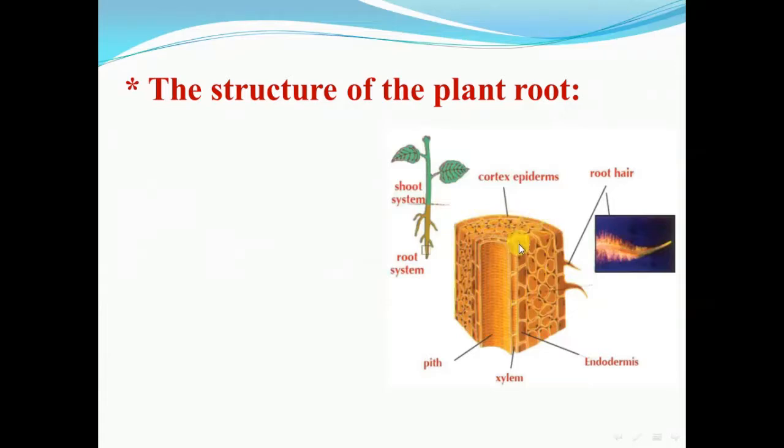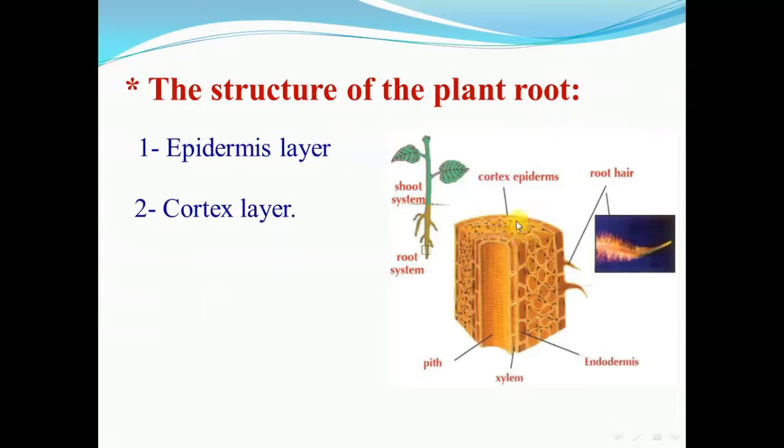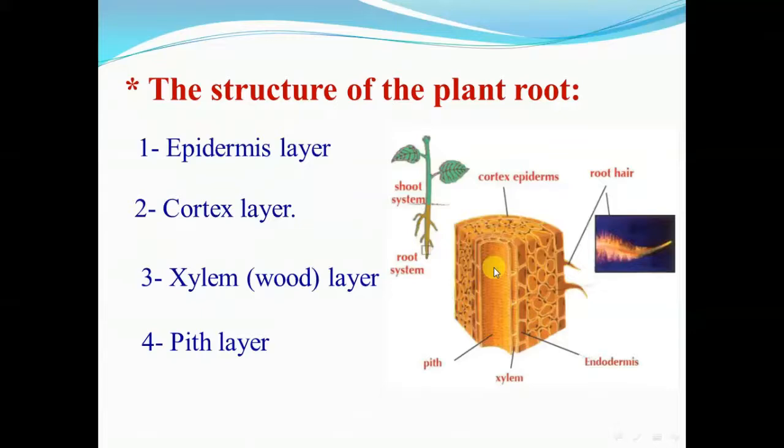We'll study the structure of the roots. There are some layers. We start from outside to inside. Number 1, we have the epidermis layer. That's the outer one. Number 2, cortex. Number 3, xylem, or the wood layer. The last one is the pith layer. Okay, that's the structure of the plant roots.